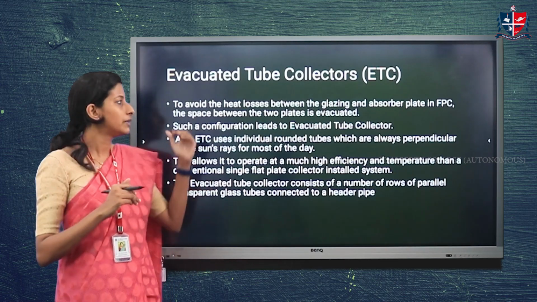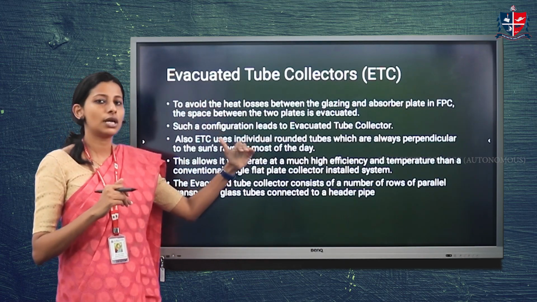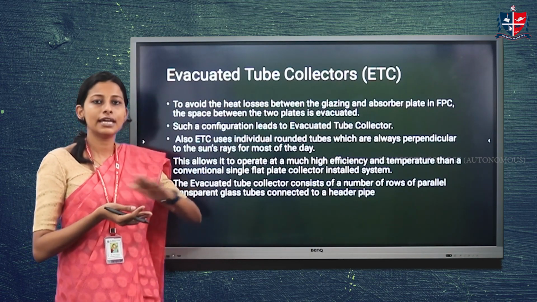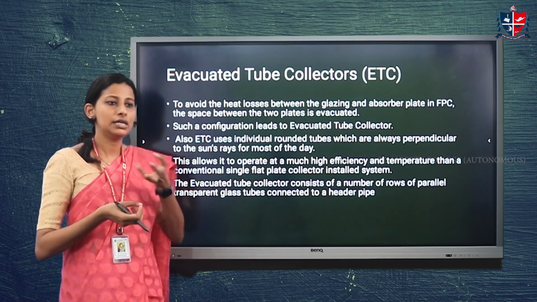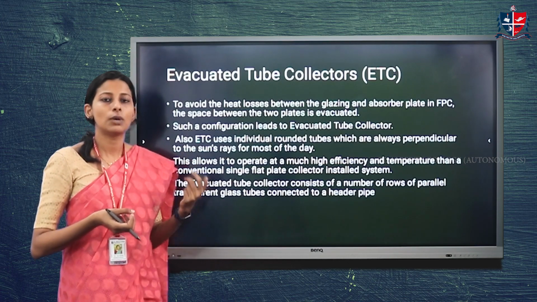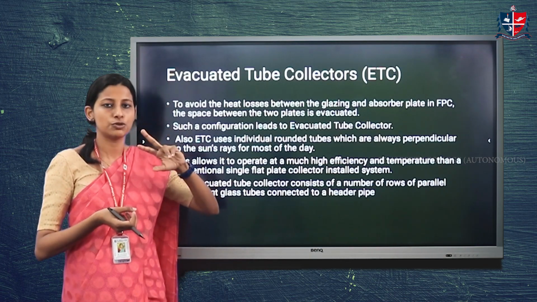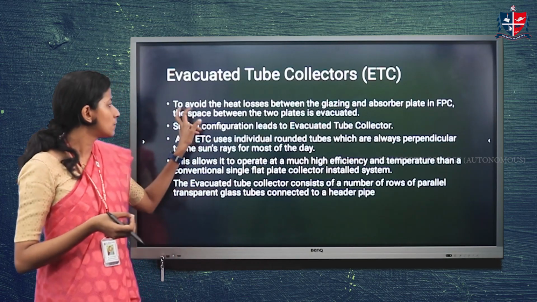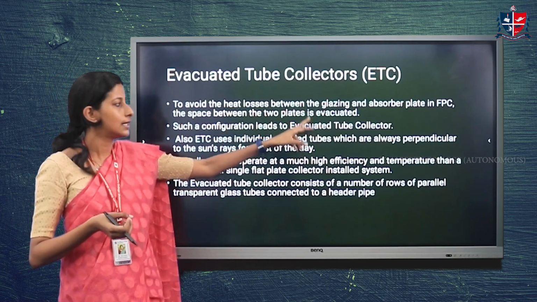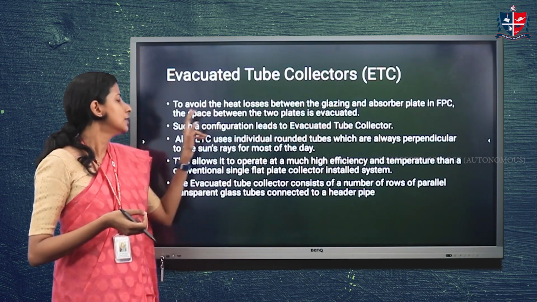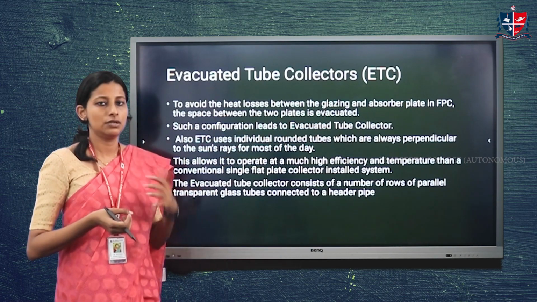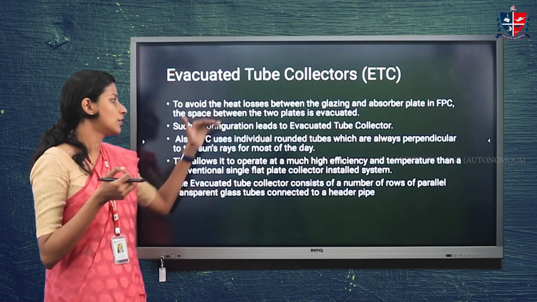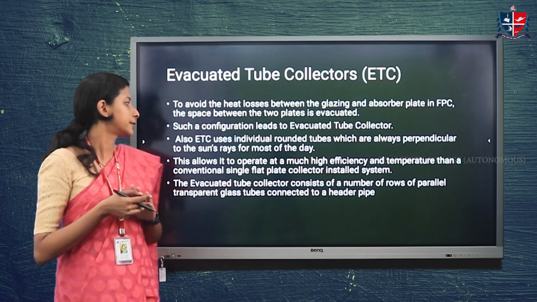So what we do is we designed a new type of solar collector called the evacuated tube collector, where the space between the glass and the absorber is vacuumized. We are taking the air out of it. We are creating a vacuum there so that the convective heat loss through that portion doesn't occur. So to avoid the heat loss between the glazing, which is the glass, and the absorber plate, the space between the plates is evacuated. Evacuating means you are vacuumizing it, creating a vacuum there. Such a configuration is called an evacuated tube collector.